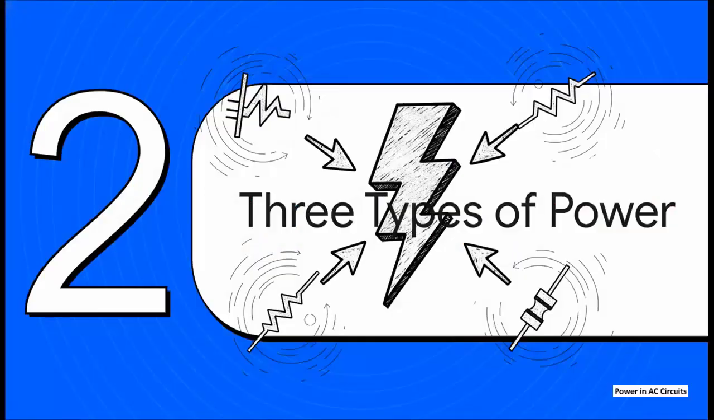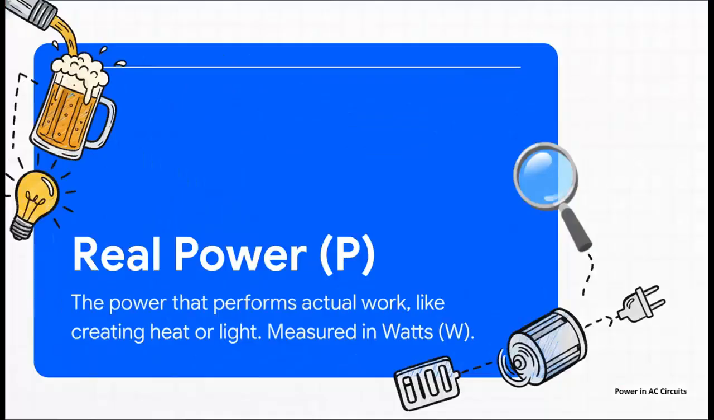To really solve this, we have to stop thinking of power as just one single thing. Because in the world of AC circuits, there are actually three distinct types of power we need to get our heads around. First up is real power. We call it P, and it's measured in watts. Now this is the good stuff. This is the power that actually does the work. It's what lights up a bulb, heats up your stove, or makes a motor spin.